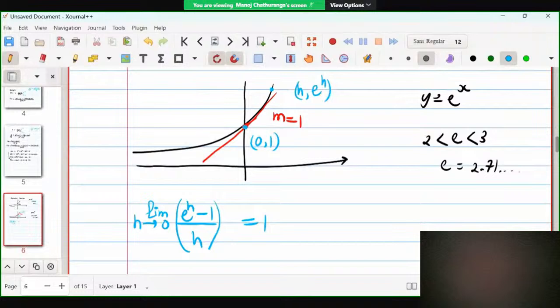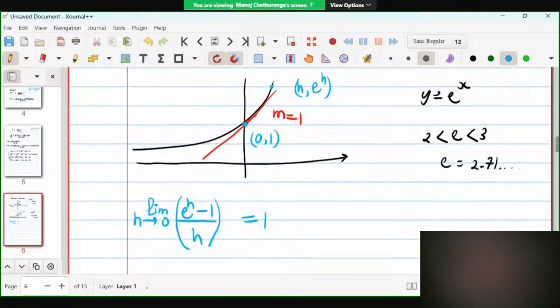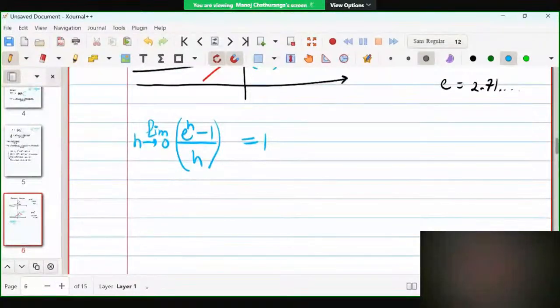For different base values, for example, if instead of e to the h you take 2 to the power h, the answer will not be 1, it will be different. So e is the special number with this limit property. This is really helpful. Why? Because this gives us a way to differentiate exponential functions.